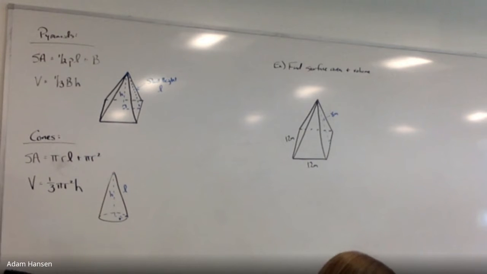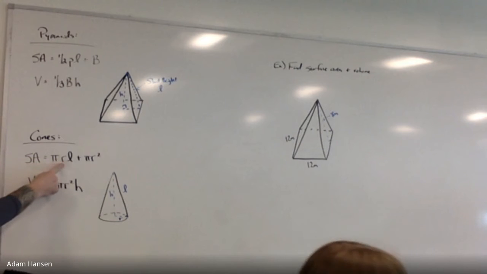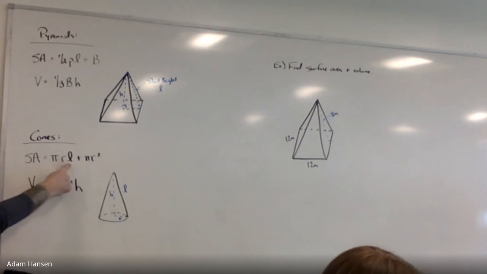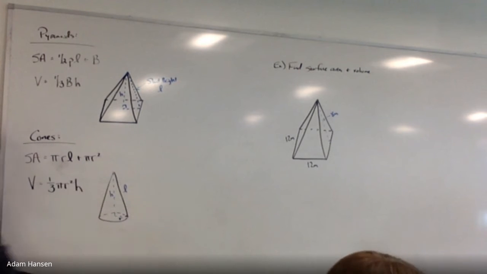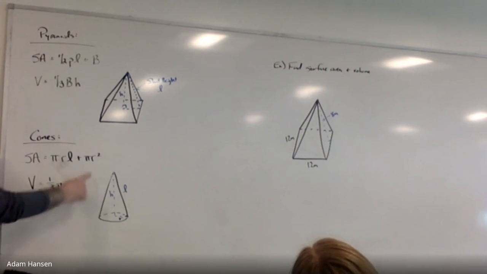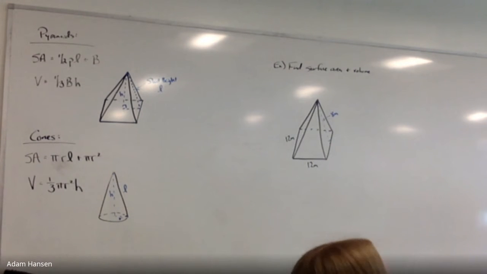Cones, these formulas are on the board. We'll do cones tomorrow. A cone surface area is given by pi times the radius of the circle times the slant height L. That slant height is once again the diagonal distance from the vertex down along the cone, plus pi r squared for the area of the circular disc.